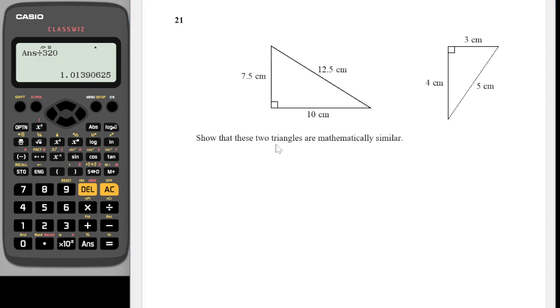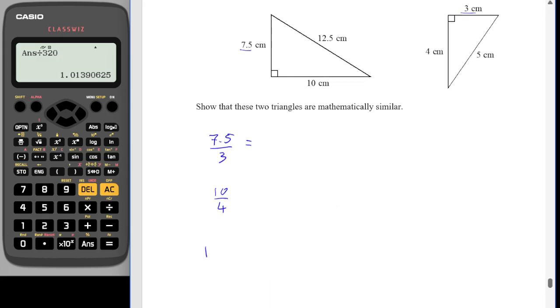Okay, question 21. Show that these two triangles are mathematically similar. For them to be mathematically similar, in effect, all three, well, we only need to prove it with 2, as we're stating that we've got a right angle there. So the scale factor between those two sides must be equal for all 3 sides. So if I do 7.5 divided by 3, that's going to be equal to, and I'm also going to do at the same time 10 divided by 4, and at the same time, just to show it properly, 12.5 divided by 5, and those should all give me the same value.